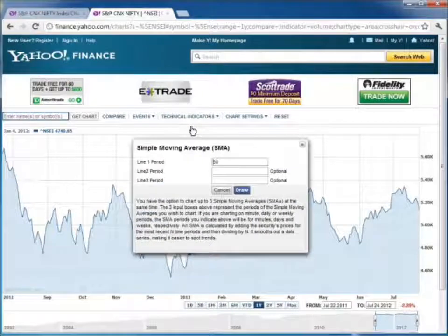Again, we can use simple or exponential. Either one is fine. We'll just do simple for now. When we actually go through trading systems, we'll have an optimization method that tells us which one is best to use. But for now, let's just use a simple moving average. And I'm going to use a 10-day and a 50-day moving average like we drew before.